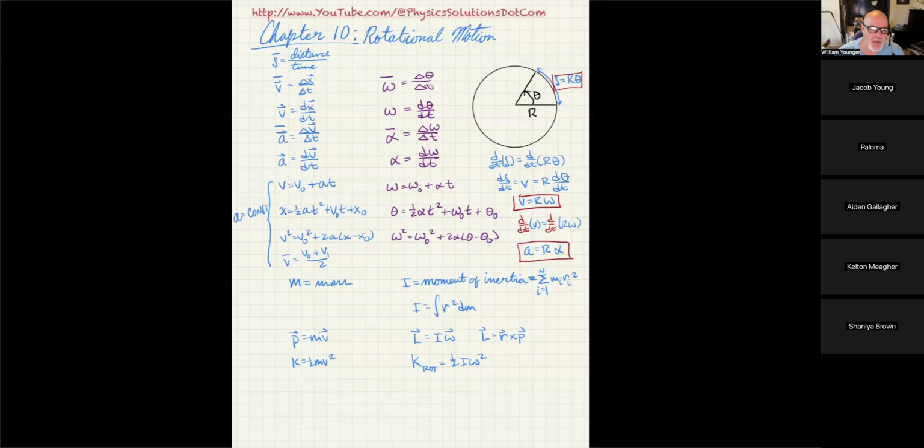So now I'm going on to angular quantities in section 10.1, and I've talked about all this already. I should point out that 2 pi radians, let me write this in red, is equal to 360 degrees, but it's also equal to 1 revolution.